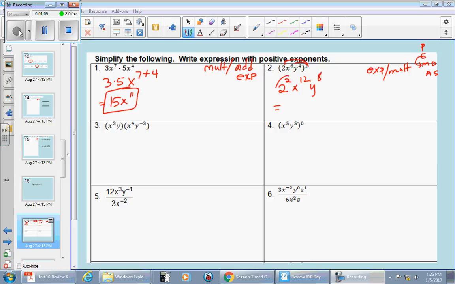And then we need to evaluate this. This is 4, x to the 12th, y to the 8th. And that's your final answer.